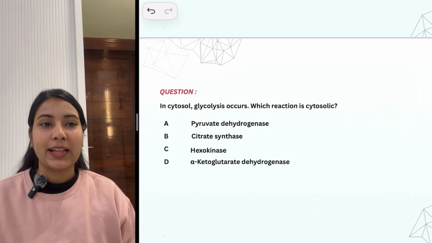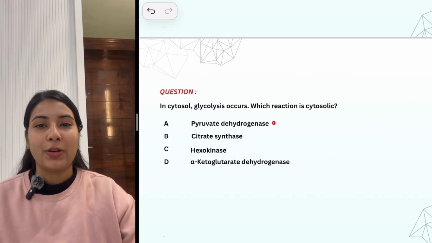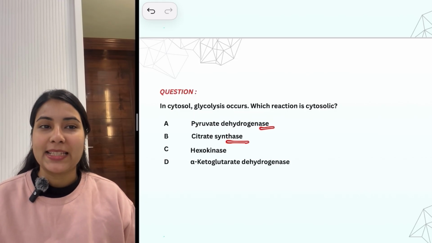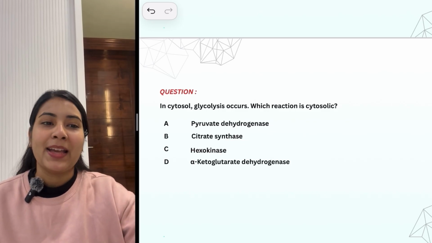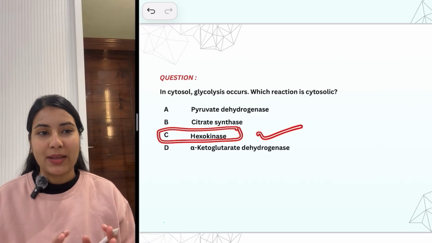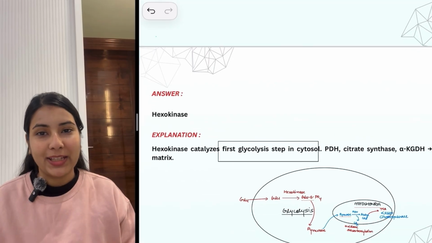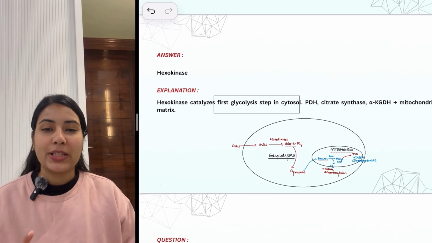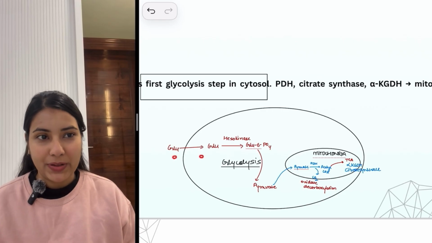In cytosol, glycolysis occurs. Which reaction is cytosolic? So your options are pyruvate dehydrogenase, citrate synthase, hexokinase and alpha ketoglutarate dehydrogenase. So the answer is hexokinase, because hexokinase is the first enzyme of glycolysis and this reaction occurs in cytosol. Let's see with the help of a diagram. So glucose enters into the cell and hexokinase catalyzes glucose into glucose 6-phosphate.